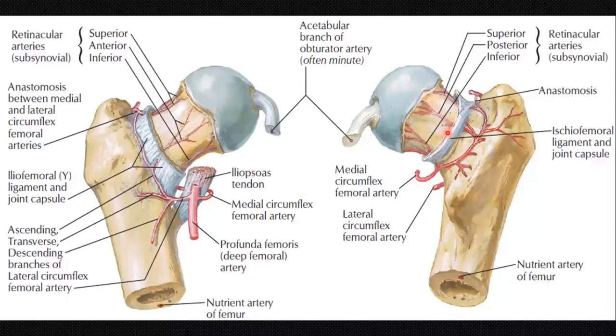Then, as you can see, once attached, some fibers are reflected along the femoral neck, and as they are reflected towards the articular margin of the head of femur, they bind down these retinacular arteries, or the subsynovial arteries. These arteries mainly originate from the trochanteric anastomosis and majorly from the medial circumflex femoral artery. We will look at that.